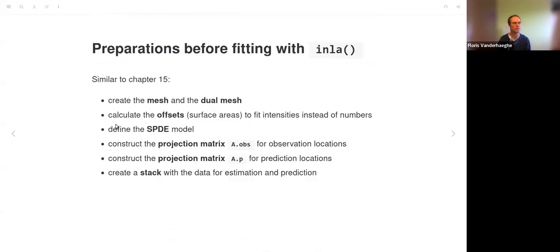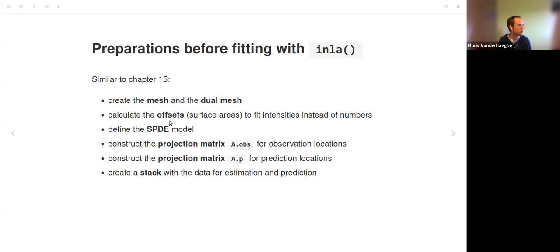All right, so before we can actually call the INLA function, which fits the model, we need to make some preparations. So we need objects which we are going to input in the INLA statements. And it's similar to chapter 15 with some differences, of course, because for example, dual mesh, we did not need that in chapter 15 because we did not use an offset. In chapter 15, you only had to create a triangulated mesh. Here we are going to create a mesh and a dual mesh.